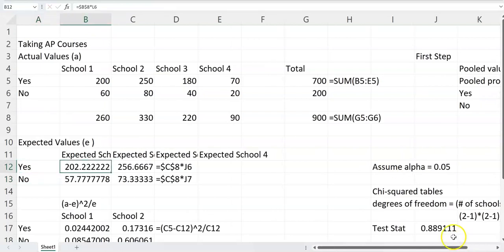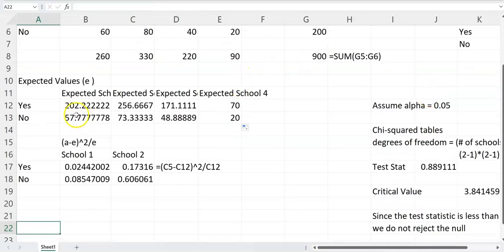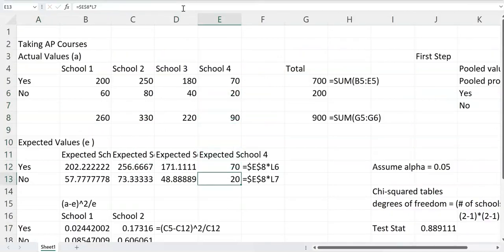So those numbers are fine. This number is also okay. We need to delete these, and we need to do. So now we have our expected values. We just calculated them. The school 4's actual and expected values are the same because the proportion of school 4 and of the total are equal to each other.